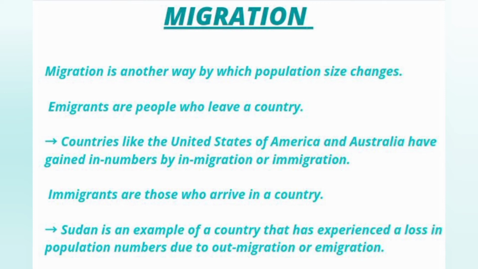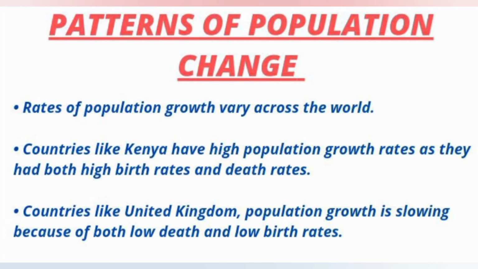Now we will discuss patterns of population change. Rates of population growth vary across the world. Countries like Kenya have a high population growth rate as they have high birth rates and falling death rates. In countries like the United Kingdom, population growth is slowing because of both low death rates and low birth rates.